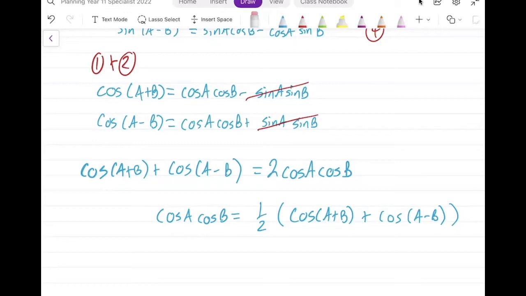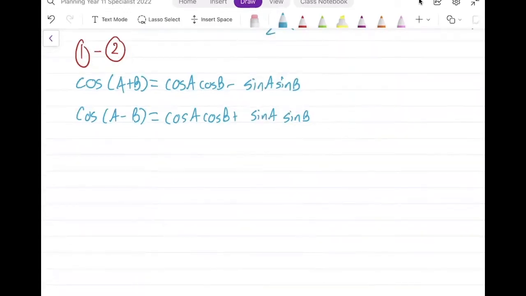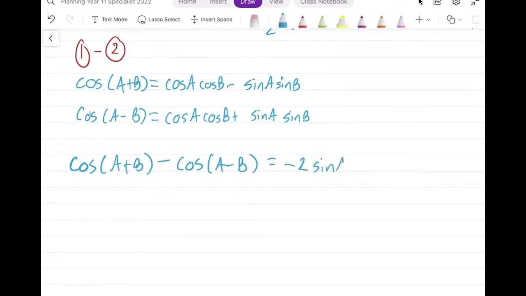And if I continue doing simultaneous equations, I'm going to wind up with the rest. If I subtract my two equations, I'm going to wind up with cos(A plus B) minus cos(A minus B). That is going to be equal to, my cosine is going to disappear, and that's going to be negative 2 sine A sine B. Now, because I have this negative, it could be easier just to do a bit of a swap. If I multiply everything through by -1, that's going to give negative cos(A plus B) plus cos(A minus B) is equal to 2 sine A sine B.